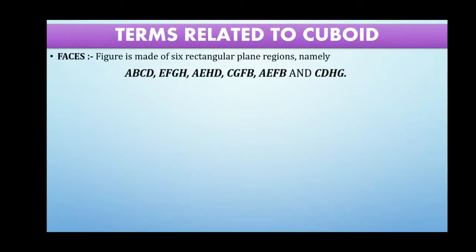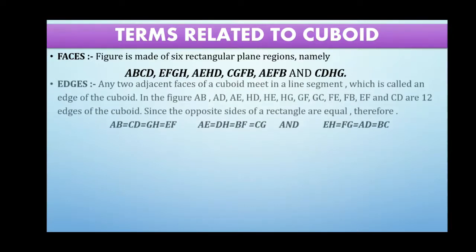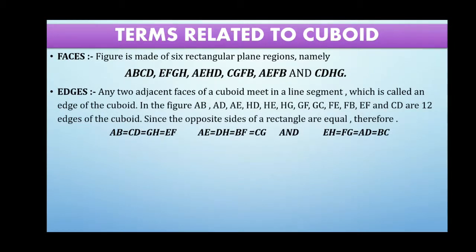Terms related to a cuboid. Faces: a cuboid is made of six rectangular plane regions, namely ABCD, EFGH, AEHD, CGFB, AEFB, and CDHG. Edges: any two adjacent faces of a cuboid meet in a line segment, which is called an edge of the cuboid. In the figure, AB, AD, AE, HD, HE, HG, GF, GC, FE, FB, and CD are the 12 edges of the cuboid.